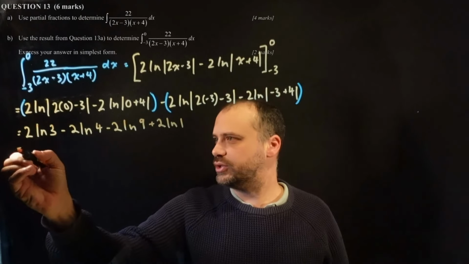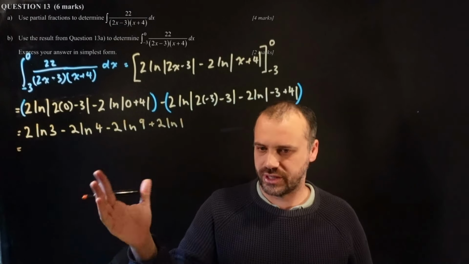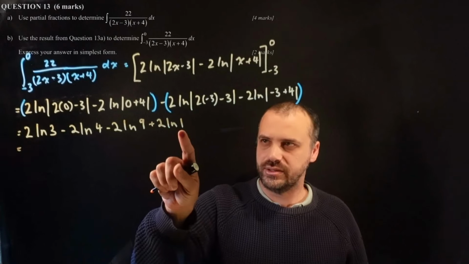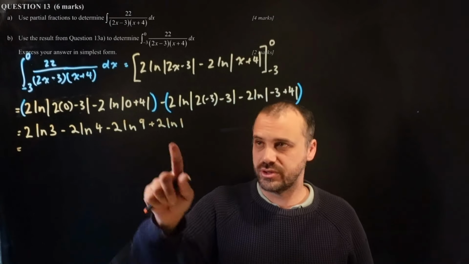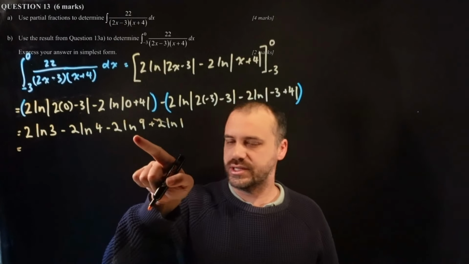Okay, looking pretty good. Now, I spot two things here. We're thinking log laws now, right? Everything now is just log laws method stuff. 2 ln 1. Ln 1 is equal to 0, so 2 times 0 is 0. So that's gone. Boop. And we're left with this.